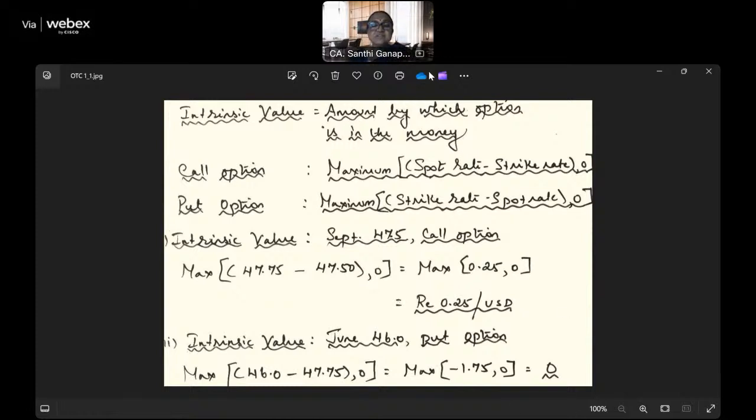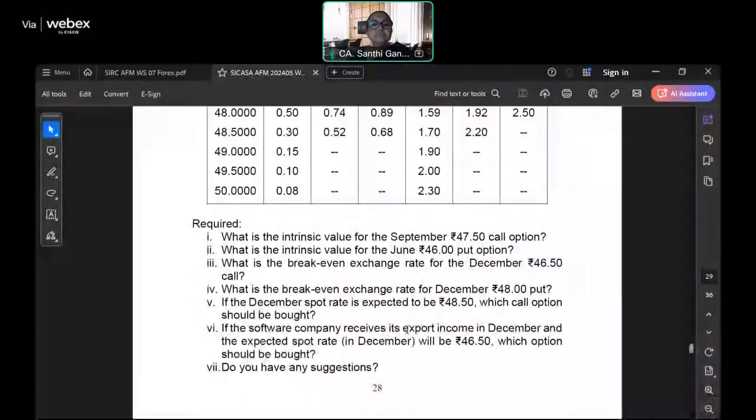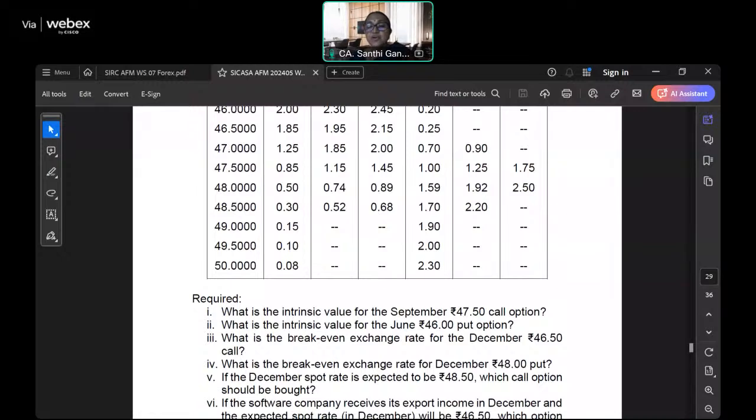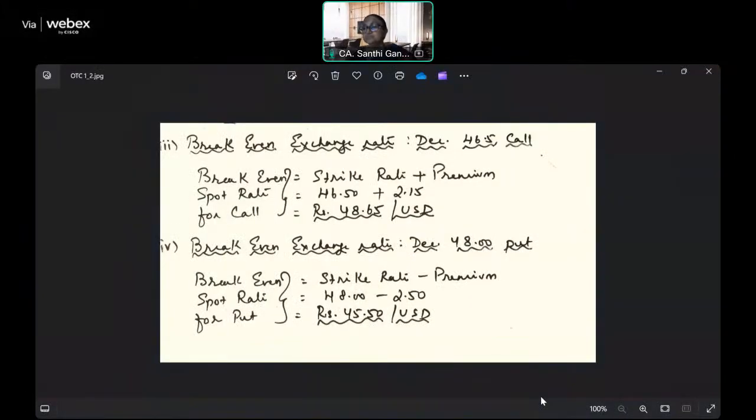So now that we have done this, what is the next one we are interested in? Next, we are interested in the break even. What did we discuss regarding break even yesterday? For a call option, how do we find break even? Strike rate plus premium. For a put option, strike rate minus premium. That is how you'll find the break even. So that also you would have done.